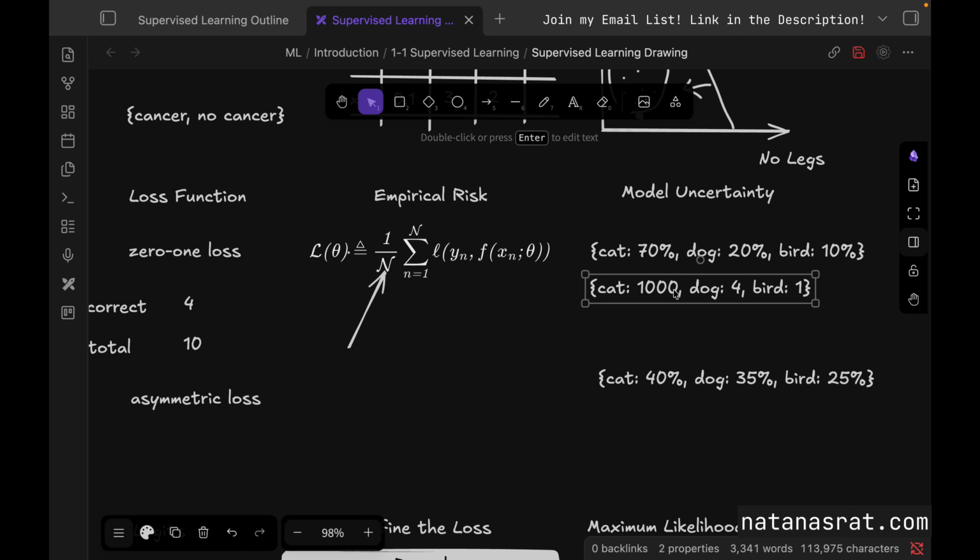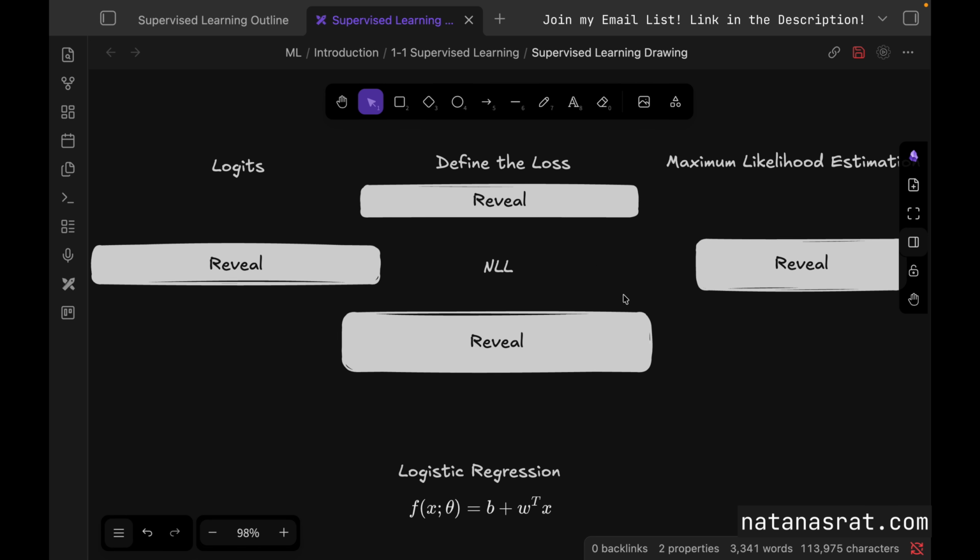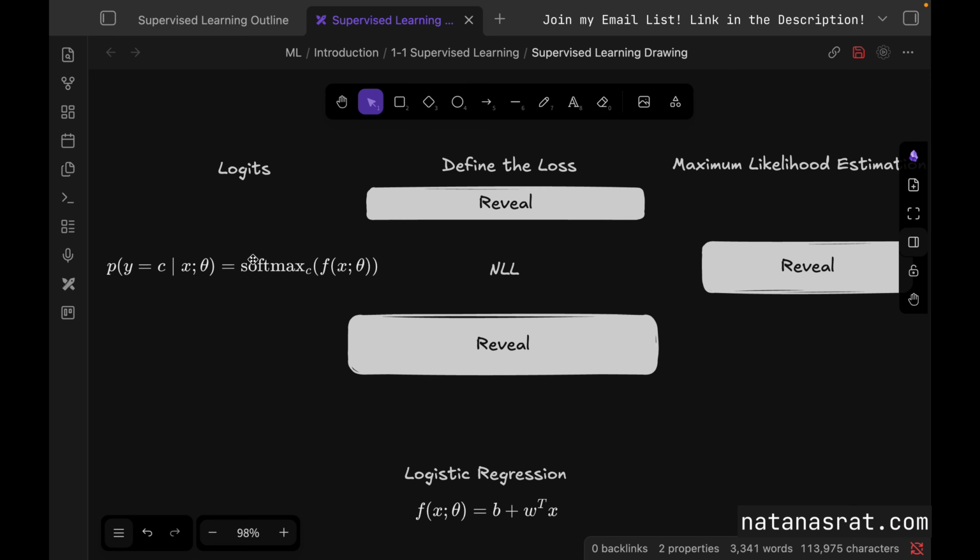But of course we need the probability distribution to be from 0 to 1 as any kind of valid probability, and we want everything to sum to 1. So then we use the softmax function. Okay, we use the softmax to turn the logits into probability distributions.